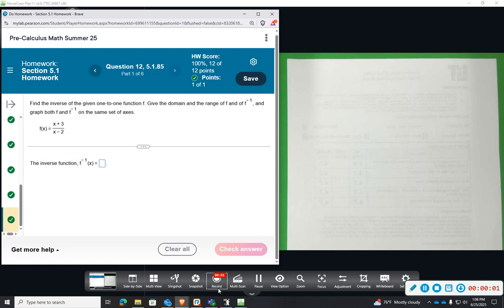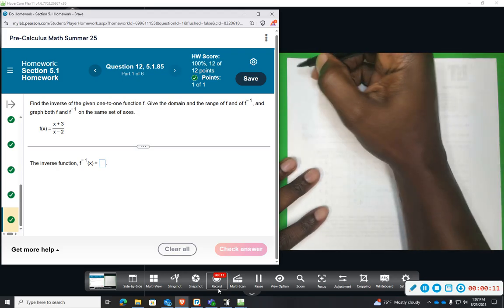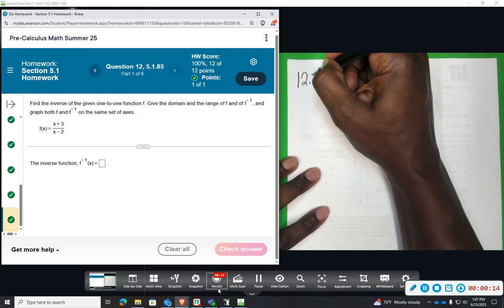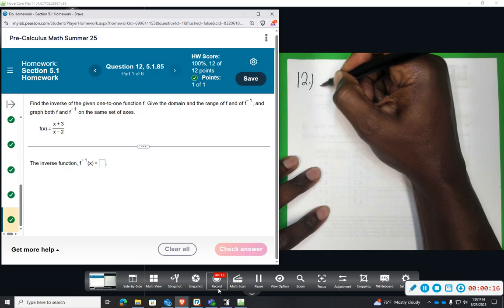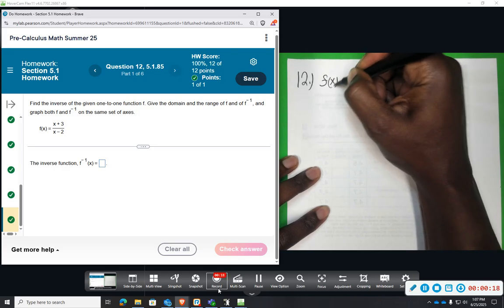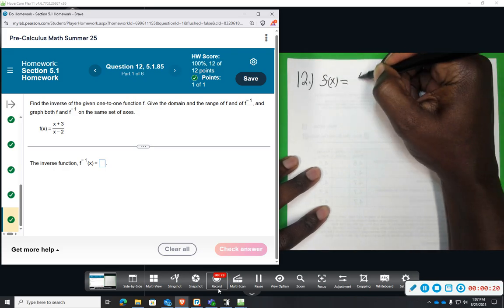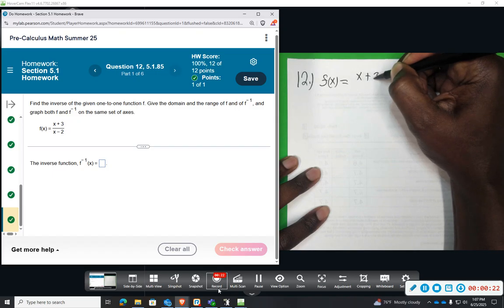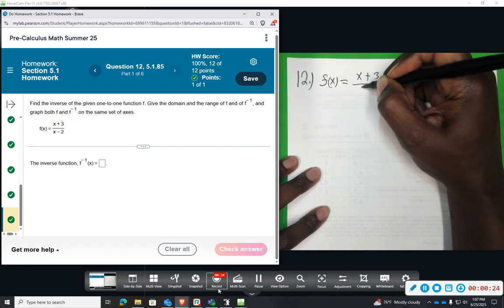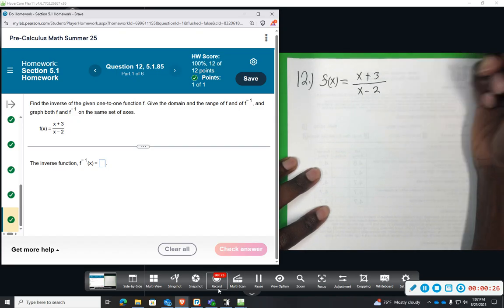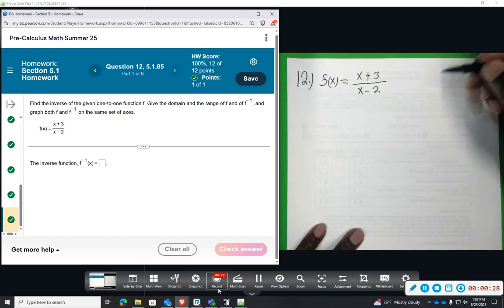All right, number 12, we want to find the inverse of the one-to-one function, give the domain and the range, and graph both f and f inverse on the same axis. So we are given f of x equals (x plus 3) divided by (x minus 2). And we're going to start, let's find the domain.